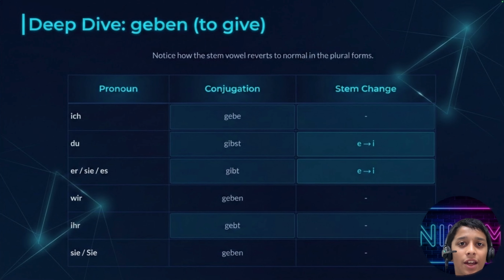Let us examine geben in full. This table makes the pattern explicit. Ich gebe, which is no change. Du gibst, which converts E into an I.